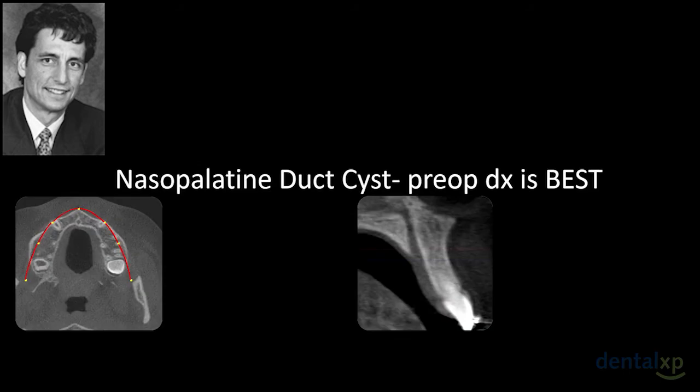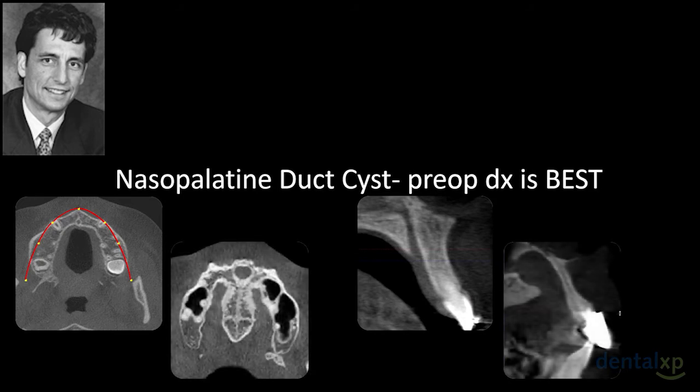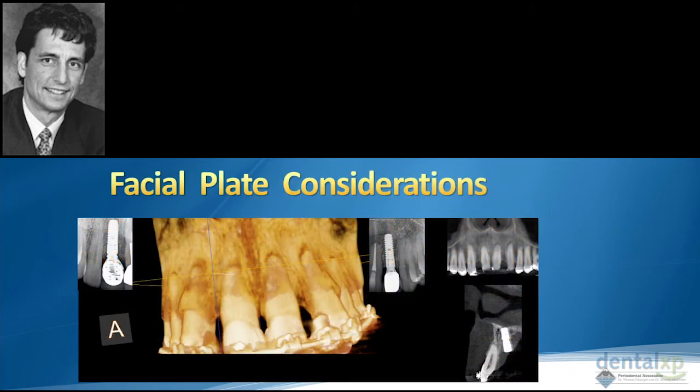So it's imperative that you take a look at these CT scans, make sure that you do this type of thing preoperative before you go in trying to do your surgery. That way everybody's on the same page. So I think it's pretty clear that the bottom line is that we get better clinical outcomes with CBCT evaluated, restorative driven implant treatment planning. It isn't just restorative treatment driven because there are three-dimensional limitations within the bony topography, and so we have to have those plans in place prior to the start of your procedure.